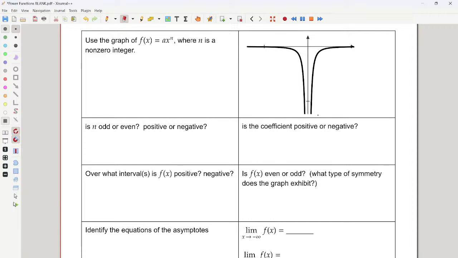-2, -4, -6. That's an even n, but it's negatively even. We in agreement? What's true about the coefficient? What's true about A? Negative. Has to be negative.